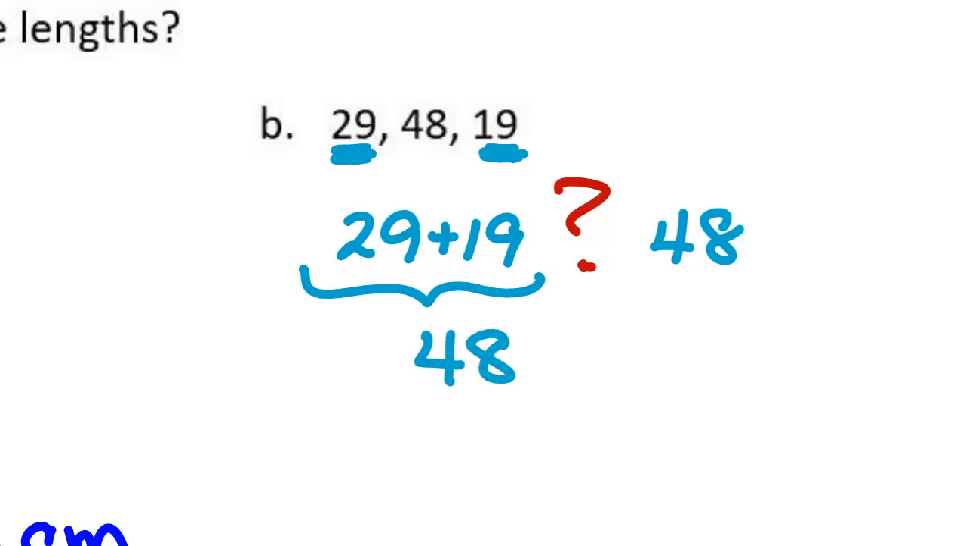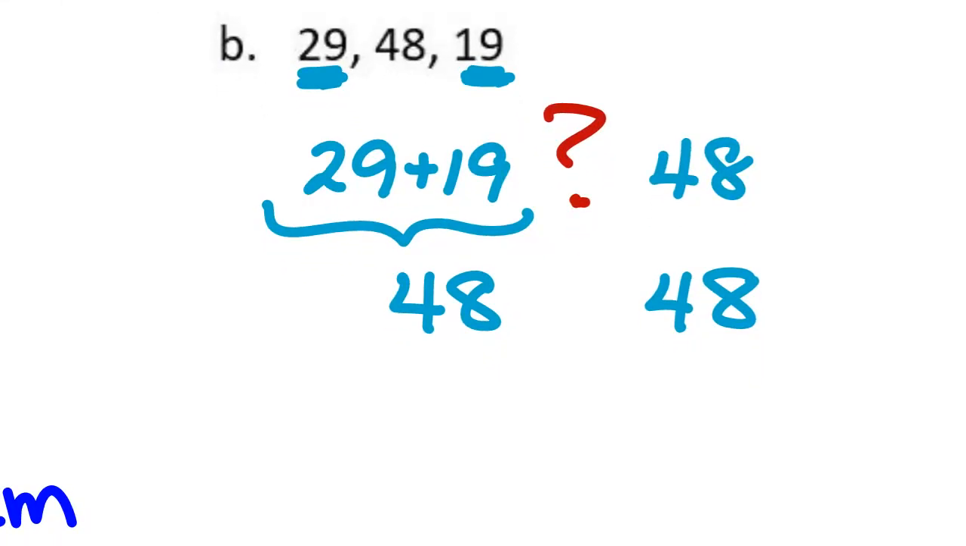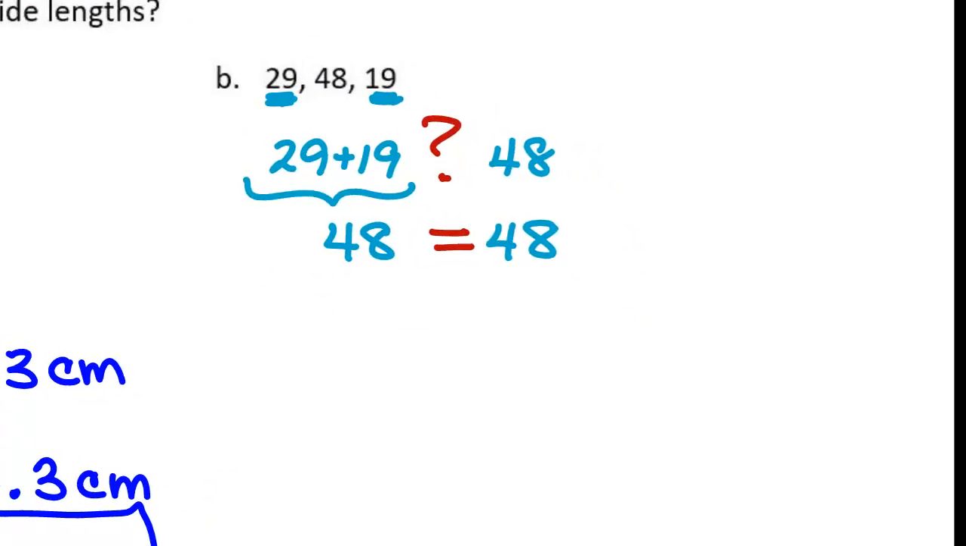We get 48. What symbol should go between them? Equals. Do I want them to be equal? No. So I would say no. The sides cannot form a triangle.